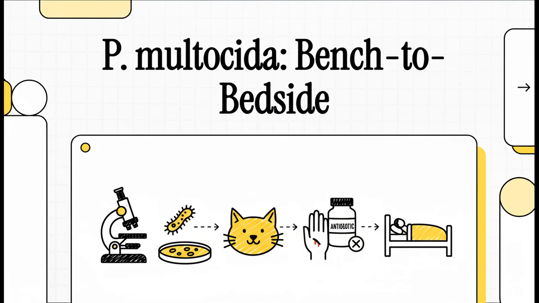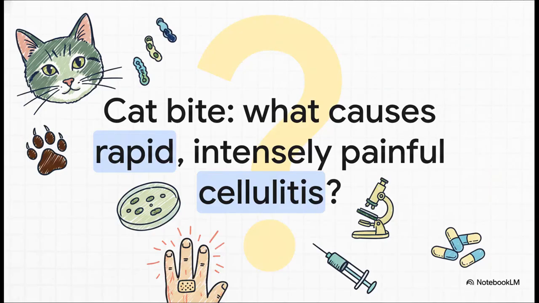Welcome to The Explainer. Today we are going on a journey from the lab bench right to the patient's bedside to talk about a really key zoonotic pathogen, Pasteurella multocida. For any of us in the clinical microlab, this one's a classic, and knowing it inside and out is absolutely crucial. So let's start with a scenario, because this one is practically textbook.